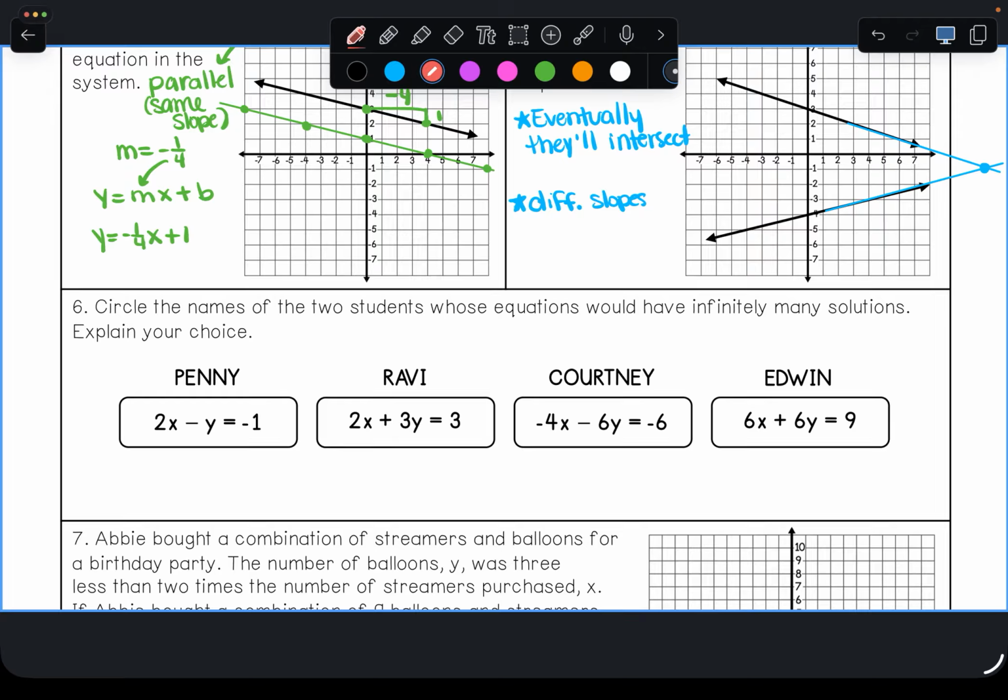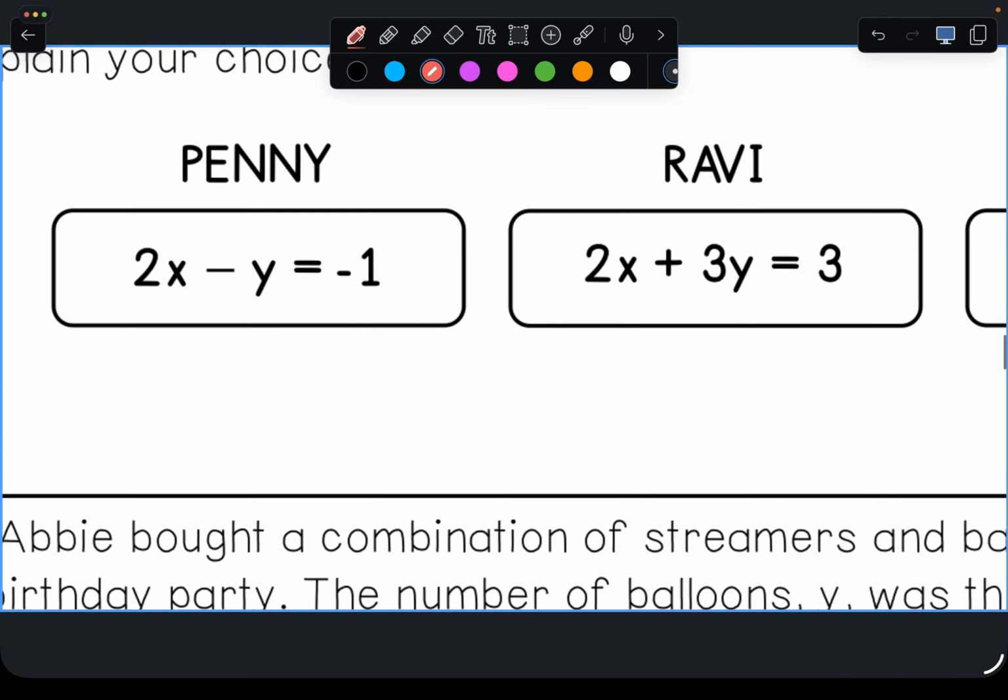So when we find our point of intersection, we find that they cross at what numbers? 4, 5. Now, 4 is my x value, 5 is my y value. So how many streamers did she purchase? 4 streamers. How many balloons? 5 balloons.